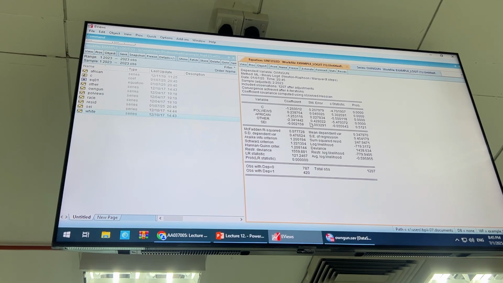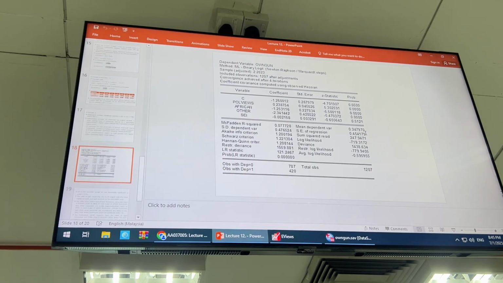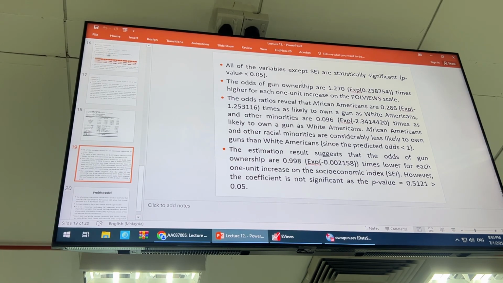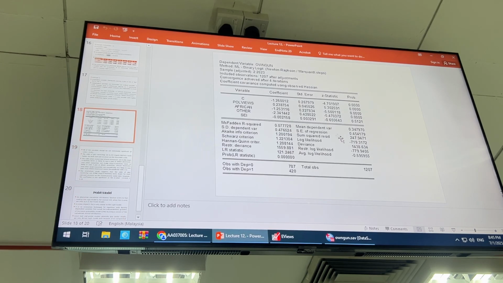You can see that for pole views we get a slightly different estimate, but when we include more variables, you can interpret as before, similar to what we discussed before. So all of the variables except the socio-economic index (SEI) are statistically significant at the 5% level, because that one is 0.5, greater than 0.05. The rest are less than 0.05.